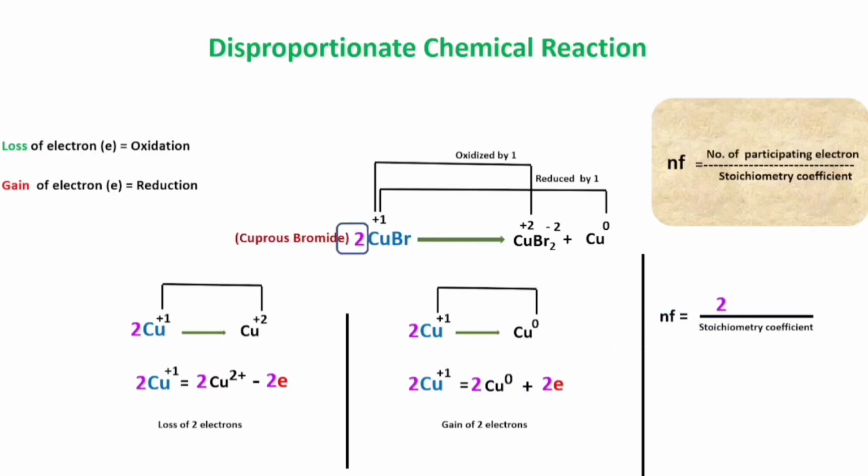And as 2 moles of cuprous bromide is necessary for a complete reaction, so for stoichiometric coefficient, we can use this value. So the N factor of copper in this disproportionation chemical reaction is 1.